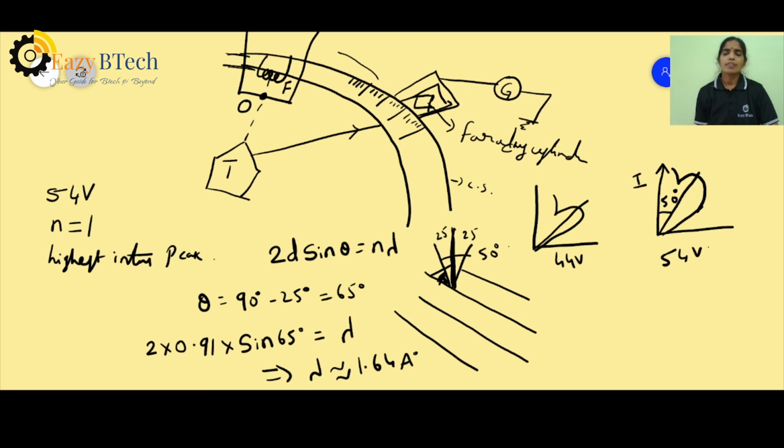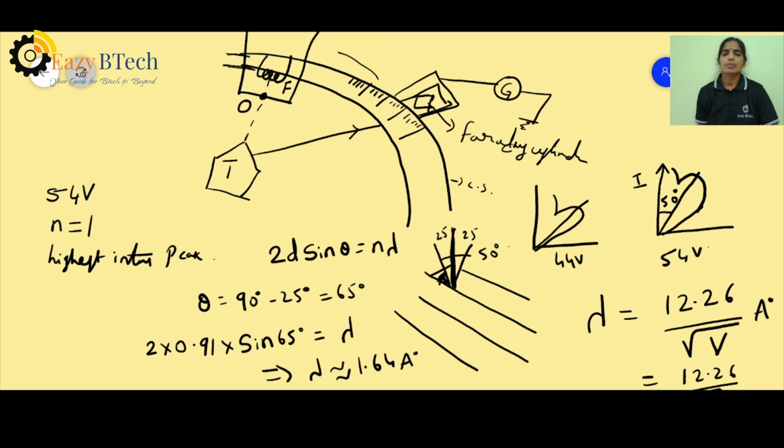Now, we know from de Broglie's hypothesis that the de Broglie wavelength is given as 12.26 by root V. Hope you can recall this formula, and this V represents voltage. So what is the voltage for this highest order diffraction with the highest intense peak? It is 54 volts. So I'll write it as 12.26 by root 54. So when I simplify, it is once again around 1.66 Angstrom units.